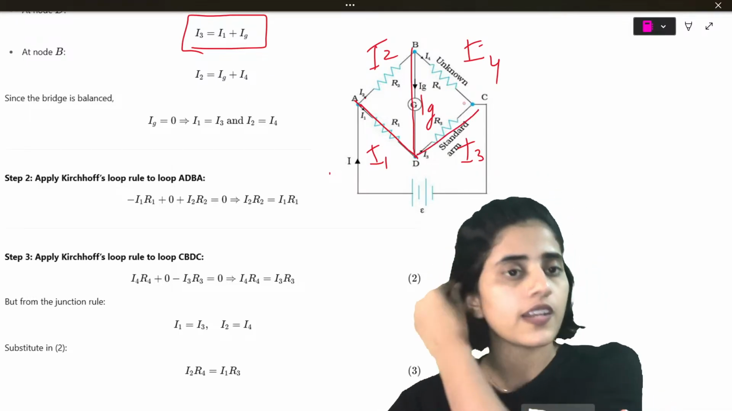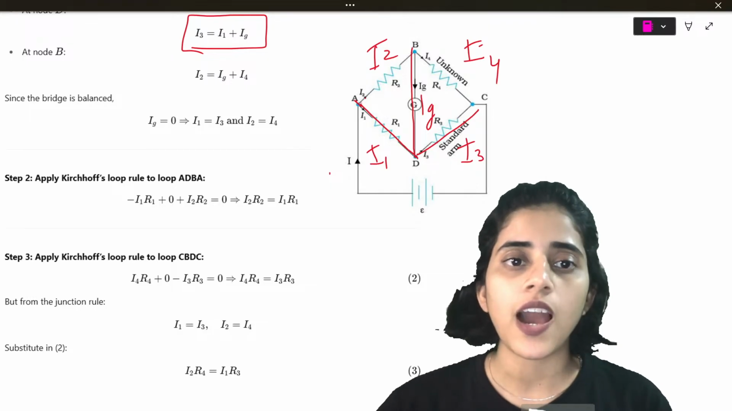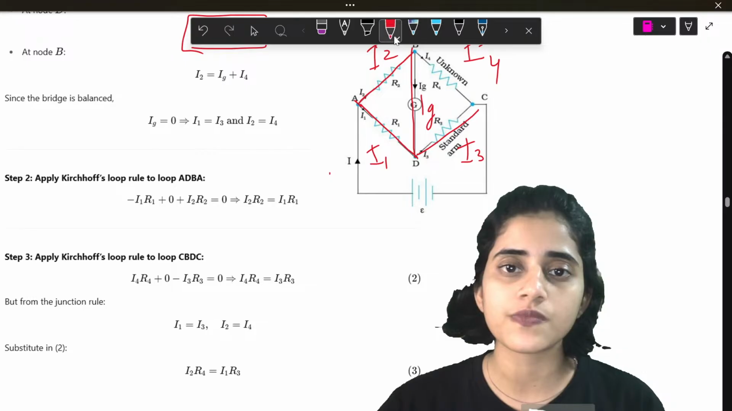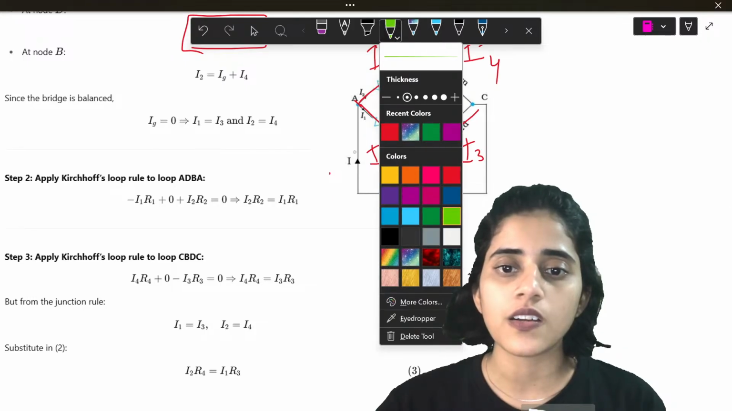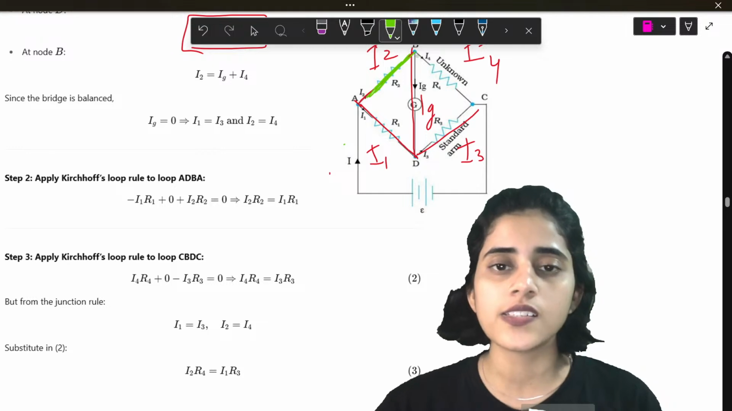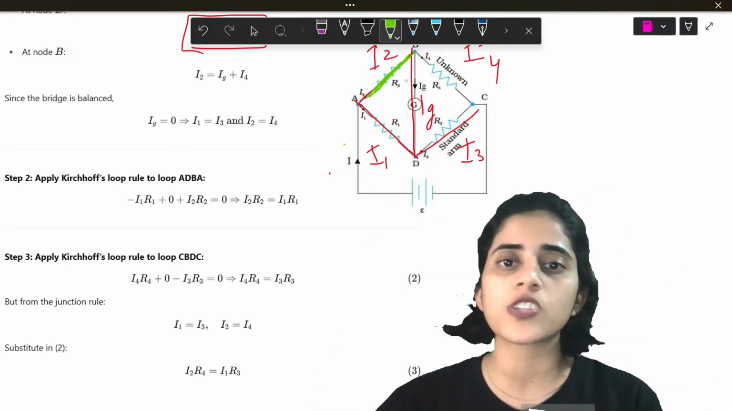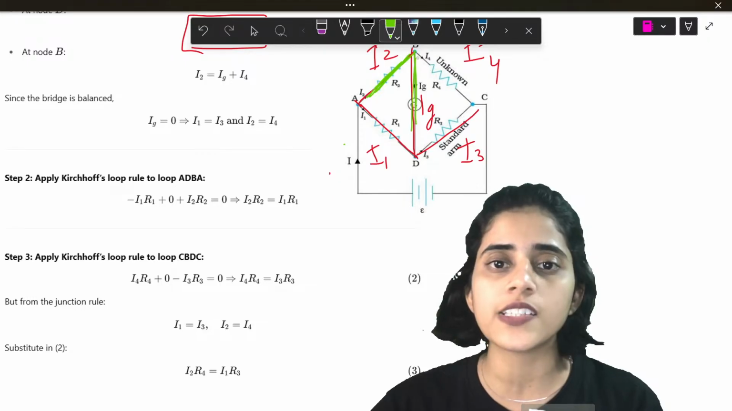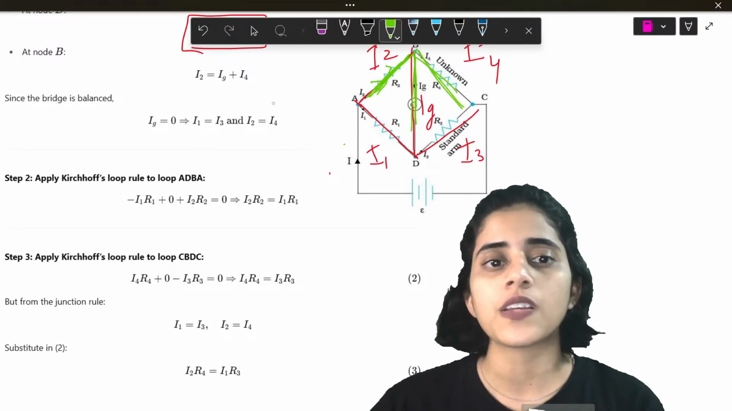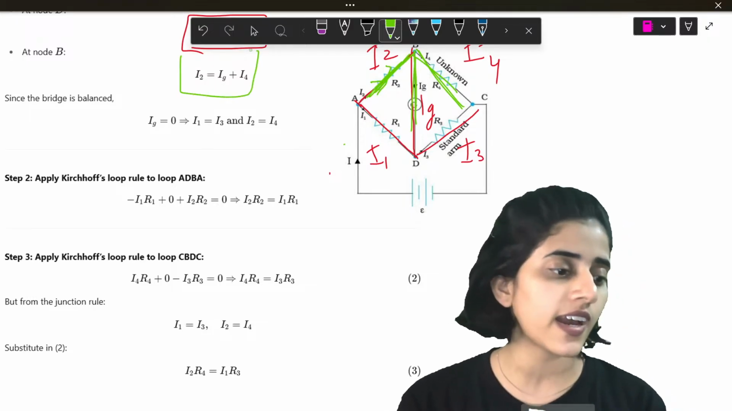I3. Next, at node B, I2 is going to be split into two. Half will go to IG, half will go to I4. That is how I get the next equation. I2 is IG plus I4.